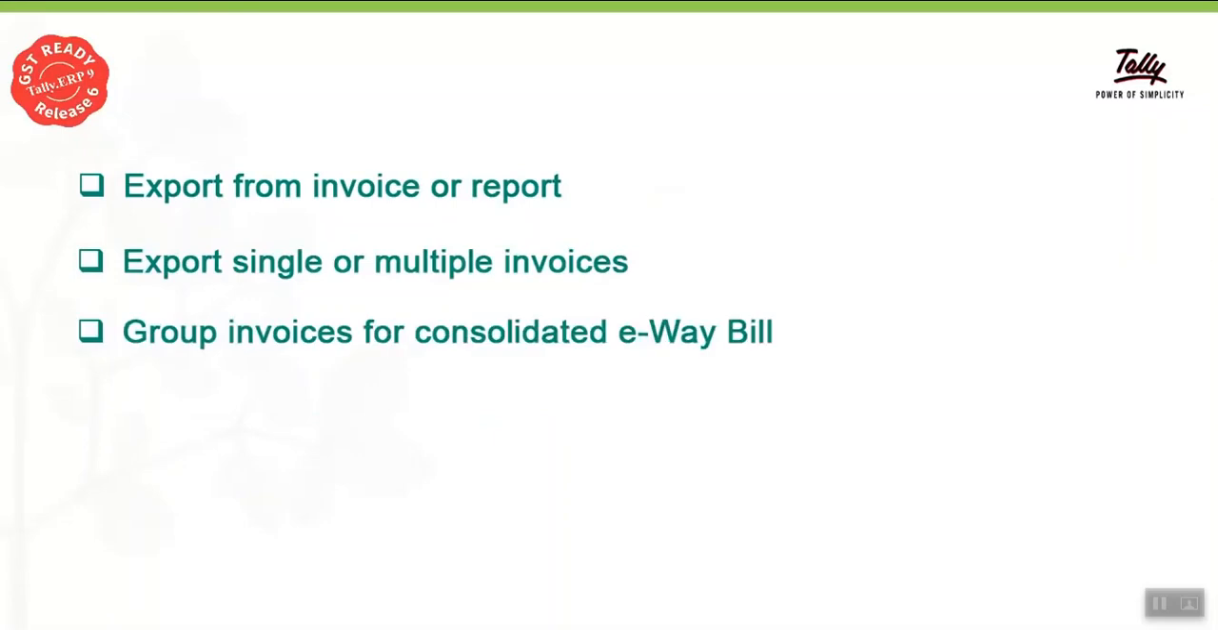Export a JSON file with EWay bill details at the time of saving the invoice or at a later stage. Export a single JSON file with EWay bill details for multiple invoices. Group consignments and export a JSON file for a consolidated EWay bill. Keep track of the invoices and their corresponding EWay bill numbers.